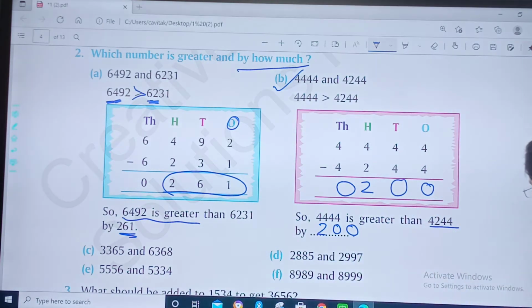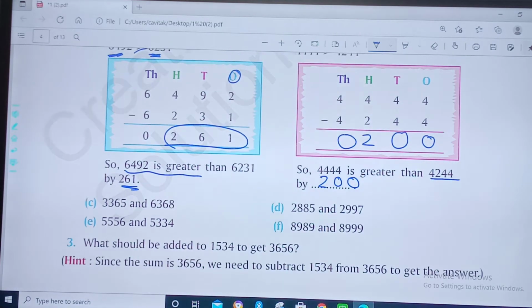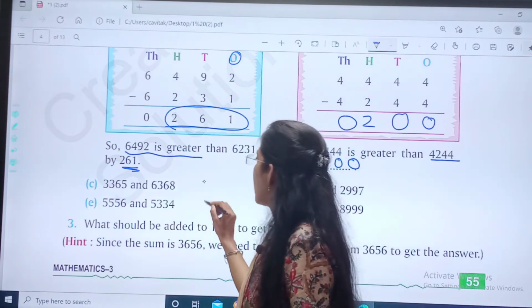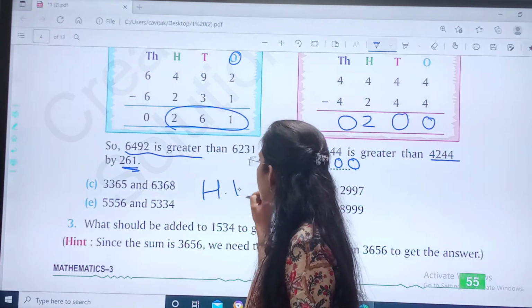So, you have to do the remaining sums in the same manner. The remaining sums you will do like this in the same manner. And this is your homework.